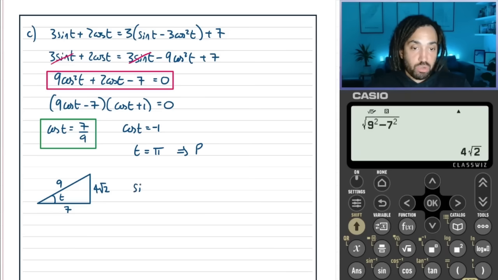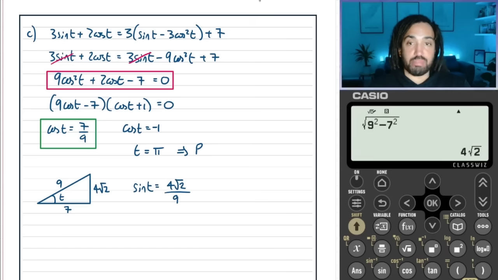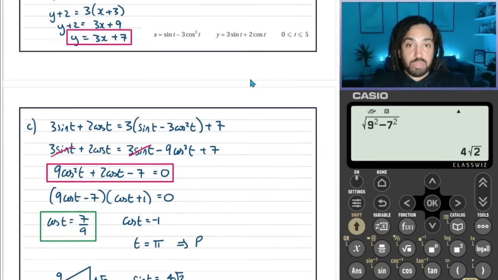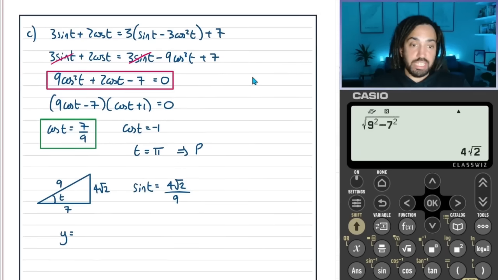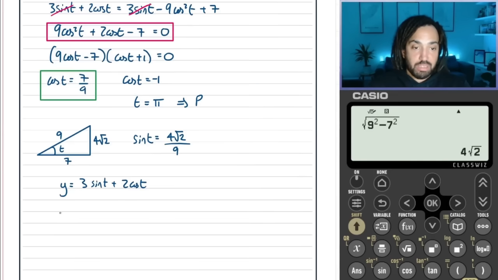Okay, so therefore sine t is equal to the opposite over the hypotenuse. So the y coordinate that we're looking for, well, the y coordinate is 3 sine t plus 2 cos t. So the y coordinate is 3 lots of 4 root 2 over 9 plus 2 lots of 7 over 9.